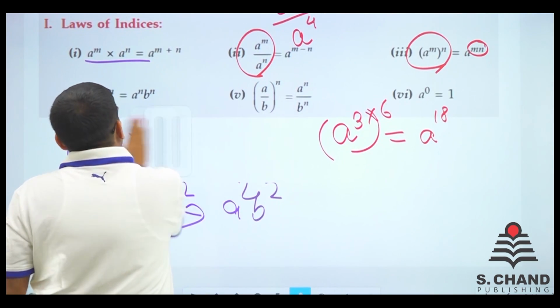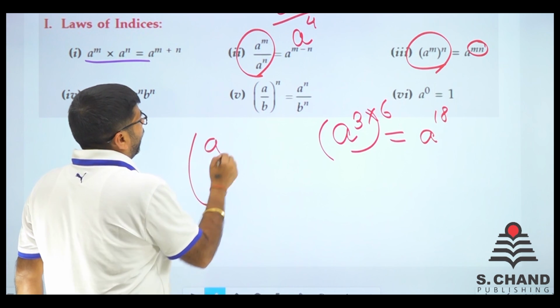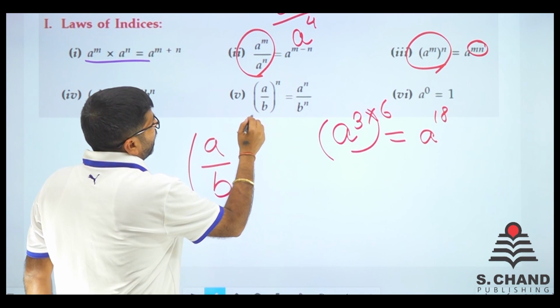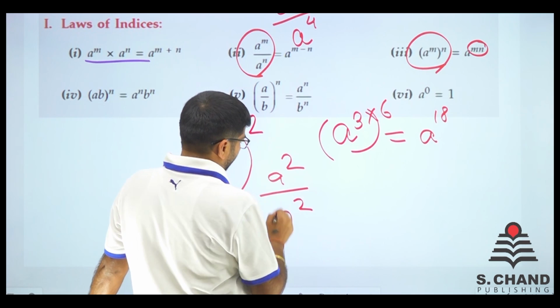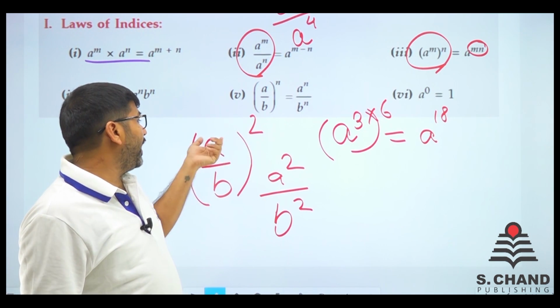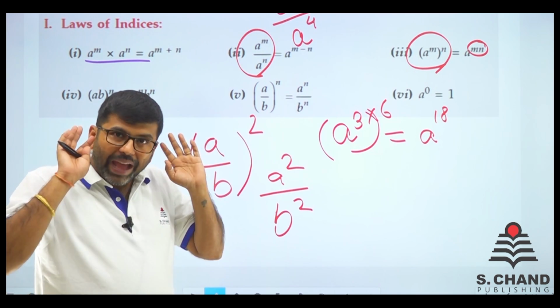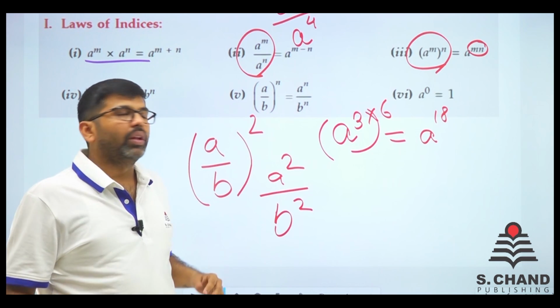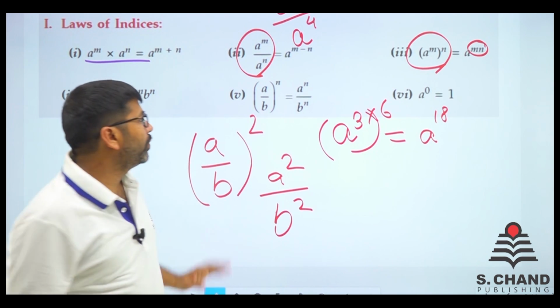What does it say? In the similar way, if it is like (a by b) power 2, that means a square by b square. It is same like if you multiply them, then whatever the a and b multiplied, the power is distributed as it is. In the similar manner, if they are in divide, then the power is for both.